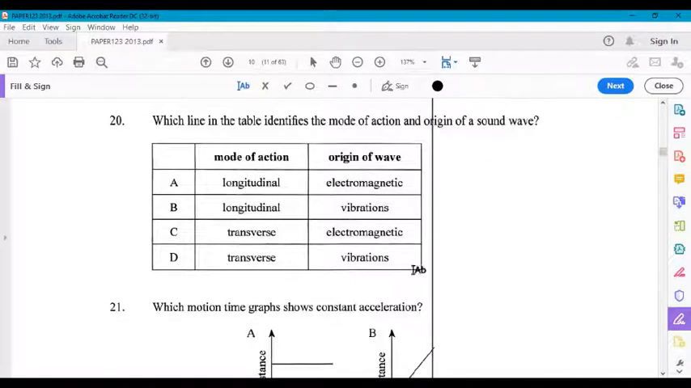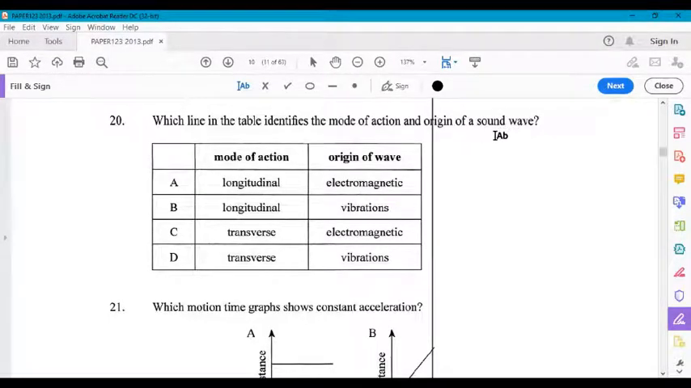Number 20, which line in the table identifies the mode of action and origin of a sound wave? Mode of action, meaning how it moves with respect to the motion of the wave, and the origin, what type of disturbance causes it. So for mode of action, we're talking about, is it longitudinal or is it transverse? And origin is what causes it.